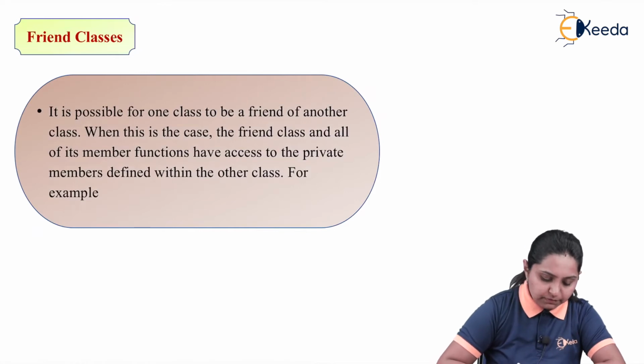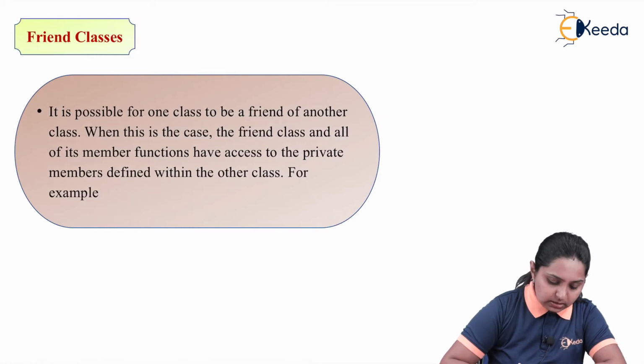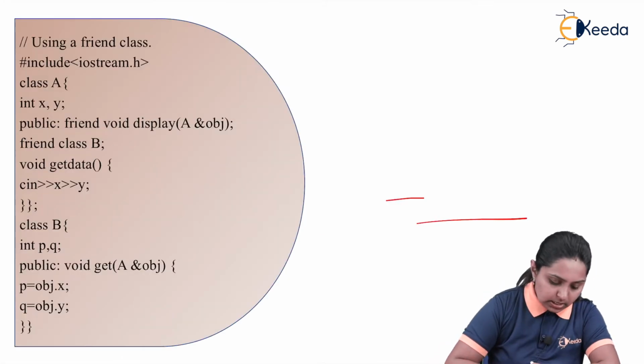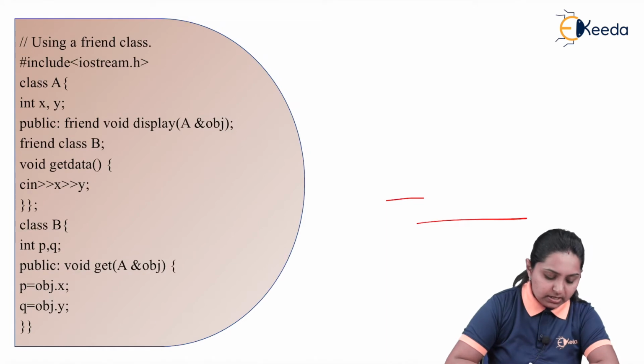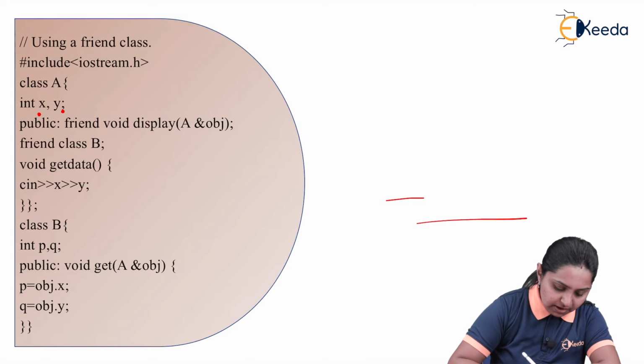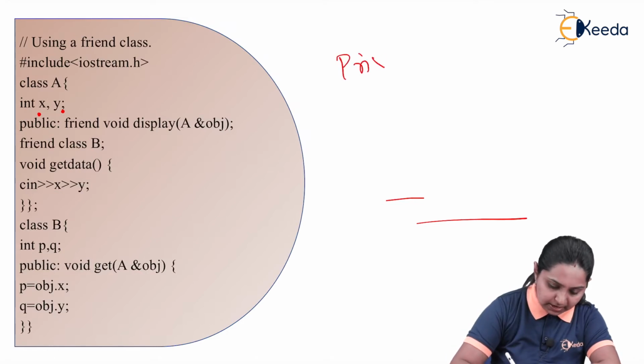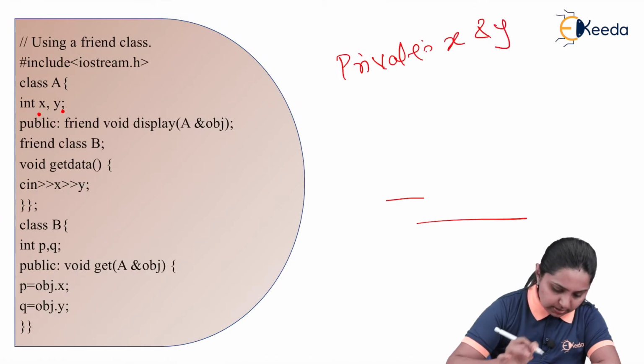It is possible for one class to be a friend of another class. When this is the case, the friend class and all of its member functions have access to the private members defined within the class. For example, class A has data members X and Y. That means A will have two private data members, X and Y.